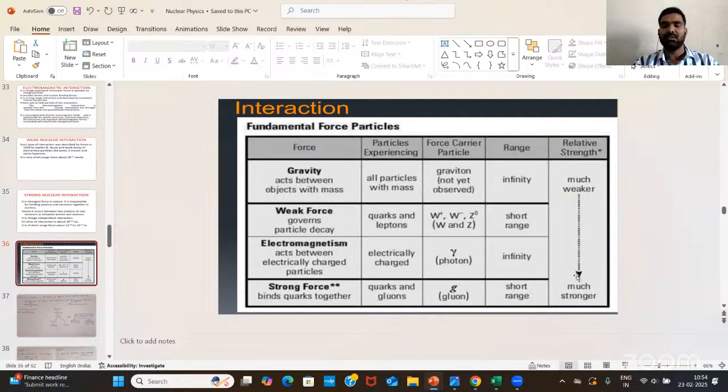If you go for the strength of all these forces, strong forces are much higher, stronger than the weak force interaction and gravitational interaction. So among all four, gravitational is very weak, then weak interactions, then electromagnetic interactions, and strong force interactions are the strongest of all. So these are the four fundamental interactions that occur in the universe.